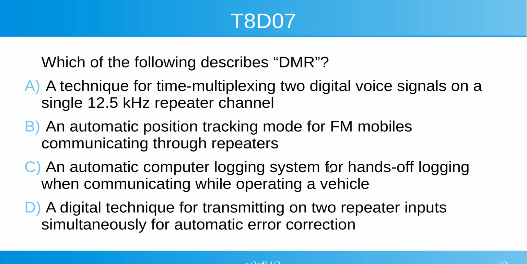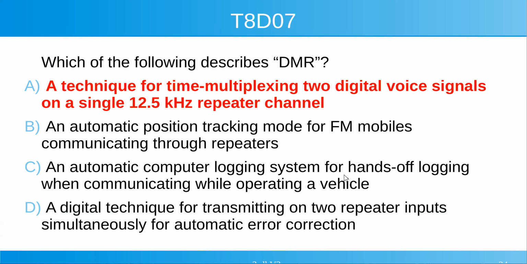Say alpha is correct, although I would like the answer better if it said two digital voice channels rather than two digital voice signals. I didn't write it. Yes, I know. The VEC did. Which VEC? Oh, well, we hadn't got there yet. We will. We'll get there.